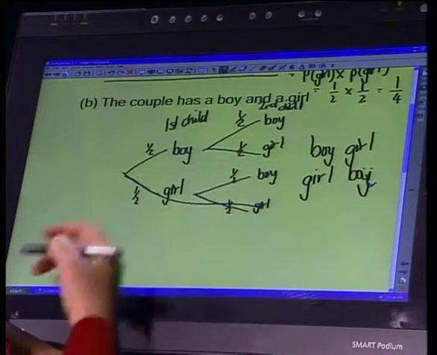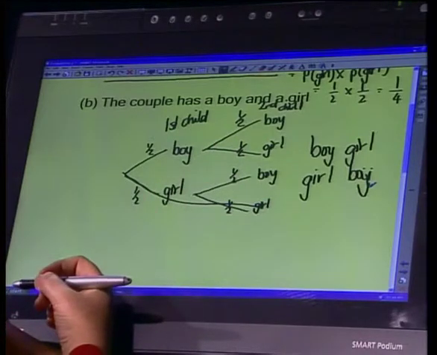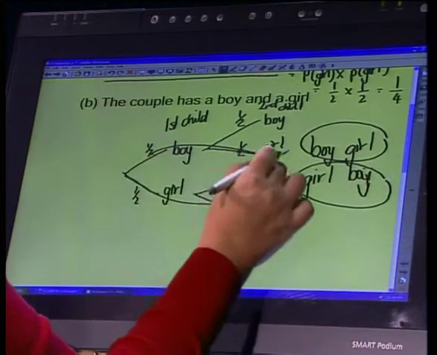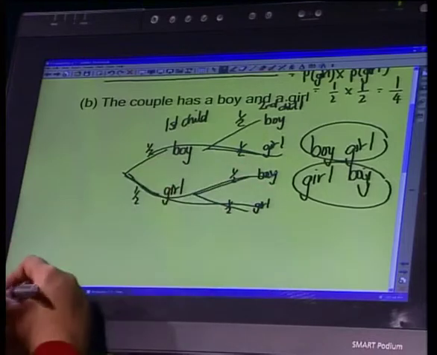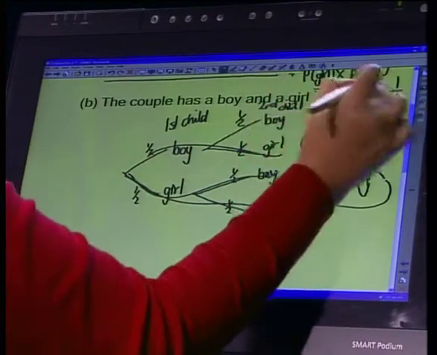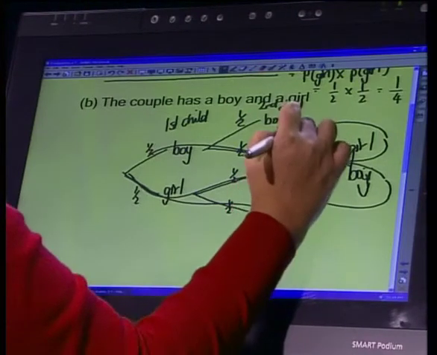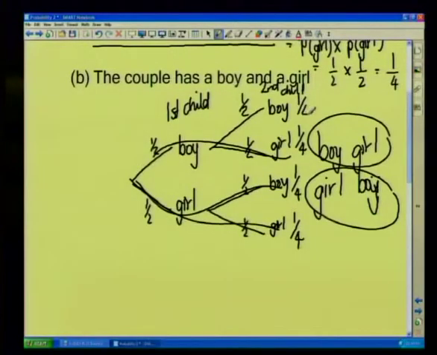You can see that there are 4 possible outcomes, and of those 4 possible outcomes, 2 satisfy these criteria. So I can have a boy and a girl going like this, or a girl and a boy going like that. And you can see that because we worked out that to have 2 girls is a quarter, all of these have got a quarter of a chance. And to get a boy and a girl or a girl and a boy will be a quarter plus a quarter.